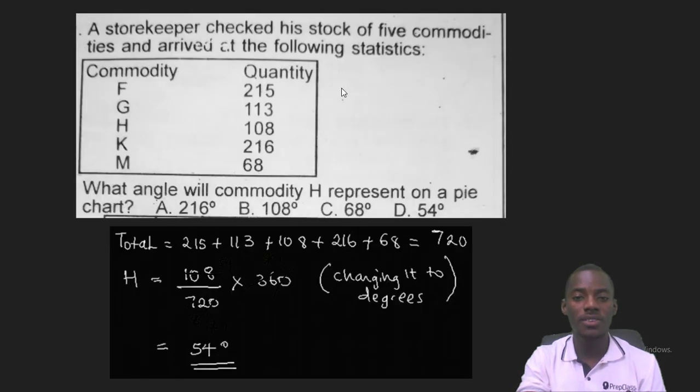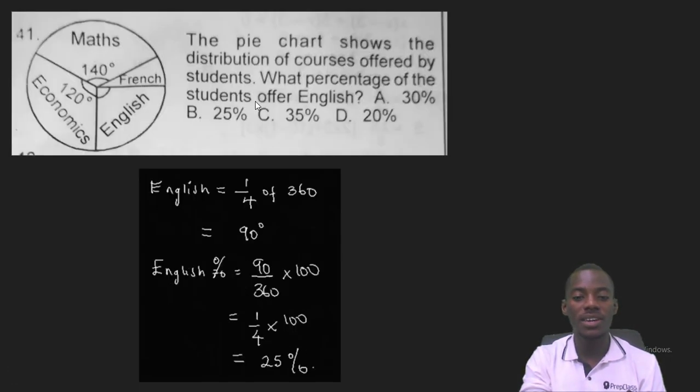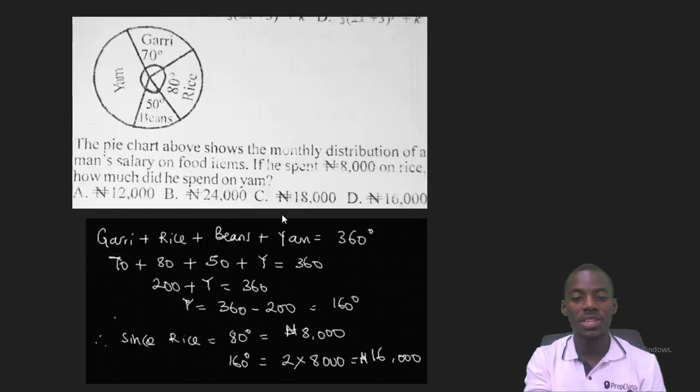Now a storekeeper checks the stock of 5 commodities and arrives at the following stats, right? We have this commodity and we have this quantity. What angle will commodity H represent on a pie chart? Now this is number turned into degree. How do you change number? Now the one we did before is degree. We changed degree into percentage. Here we change number into degree.